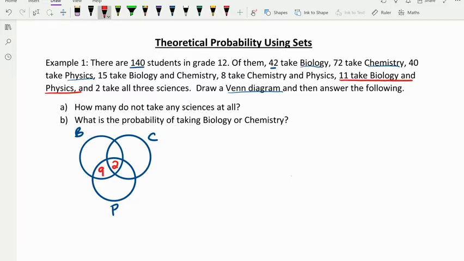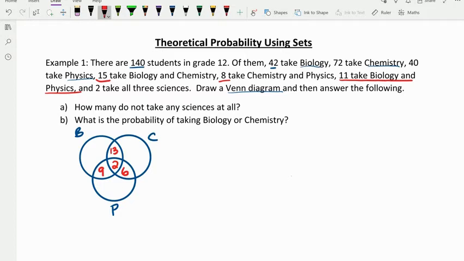Similarly, we work backwards. We have 8 that are in chemistry and physics. So that means if we take away those 2 that are in all 3, we have 6 left. Then we have 15 that are taking biology and chemistry. Again, take away those 2, we have 13 that are left. So that's our intersection of those.